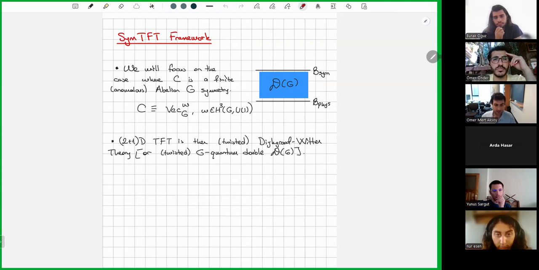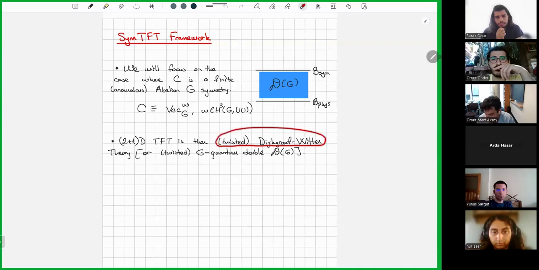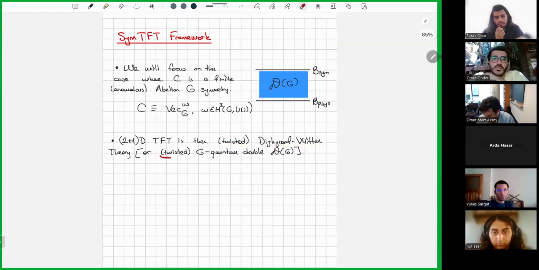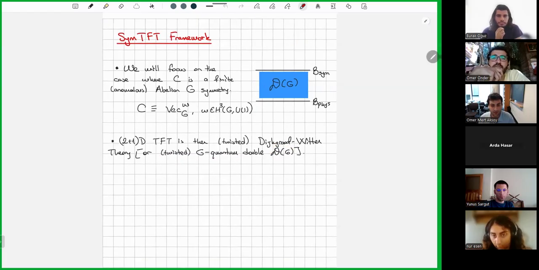If C is restricted to be such, then the 2+1D topological field theory is known to be what's called the twisted Dijkgraaf-Witten theory. It's also called the twisted G quantum double. So there's a well-known prescription to construct this bulk theory in terms of the irreducible representations and conjugacy classes of this group G. So these are relatively easy to understand.